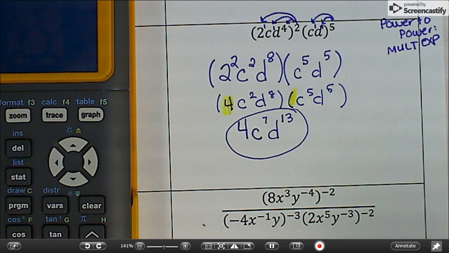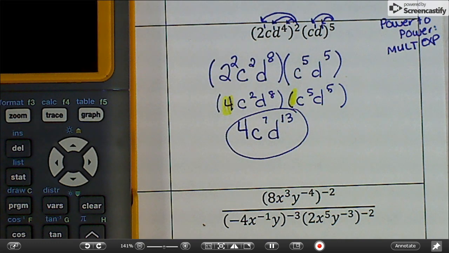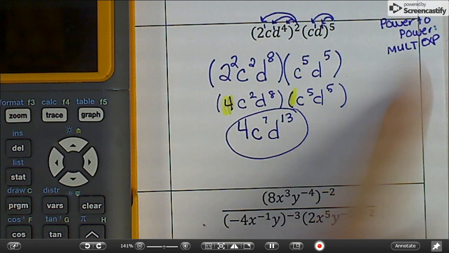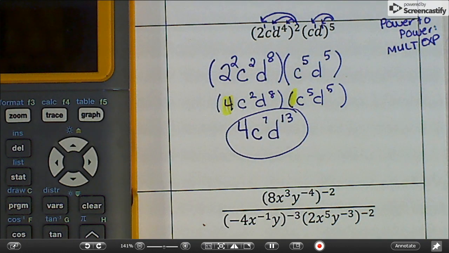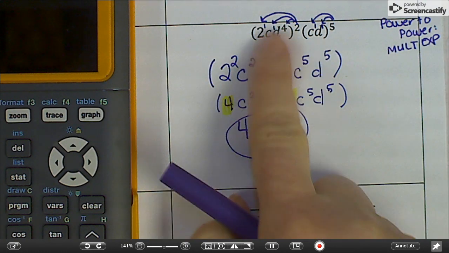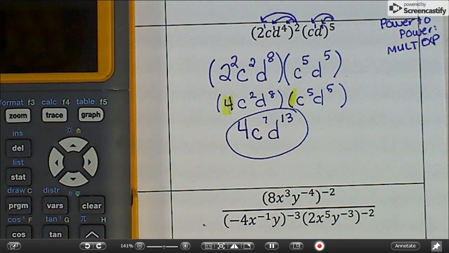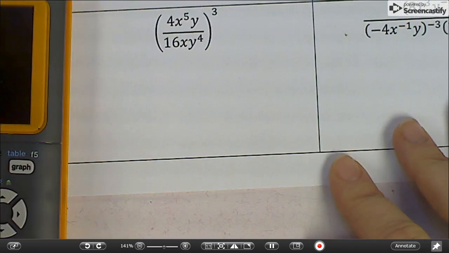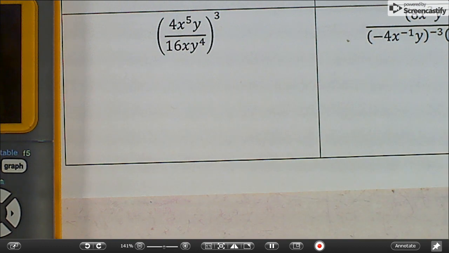All right, so I got a little bit cut off. I was just saying that on this problem, we used two different rules. We used the power to a power rule first, and then when we did multiplying. Two more problems, sorry about that. This only does 10 minutes at a time.